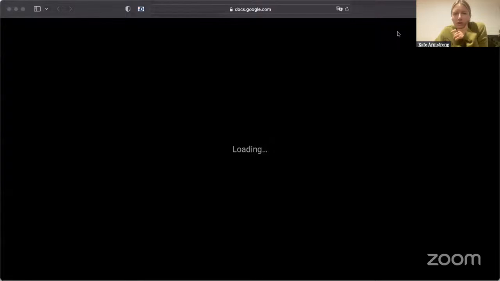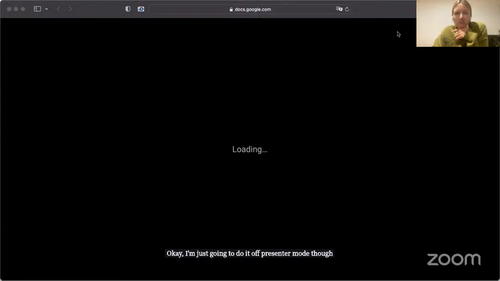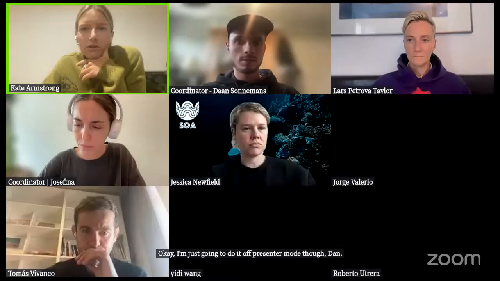Do you see it now? No, every time I try. Yes, make it big. Perfect, you see it? But it's loading. Yeah, it just says loading. Screen sharing is paused. Why? Because we could see the presentation before you put it on presenter mode, I think. Yeah, exactly. Okay, I'm just going to do it off presenter mode though, and then, sorry everyone, it's going to look a bit dodgy.